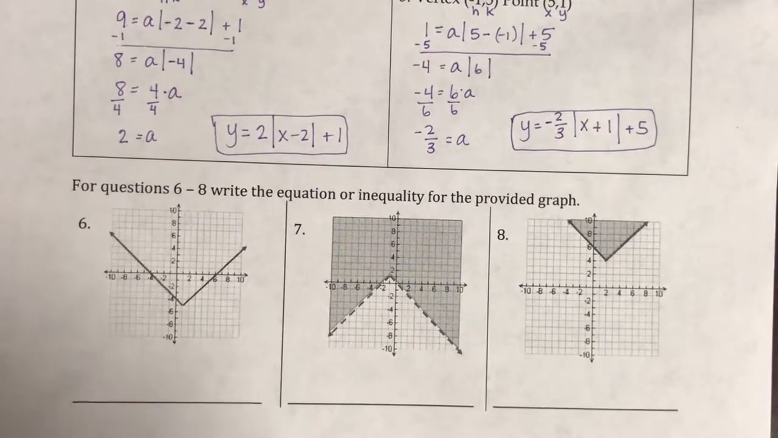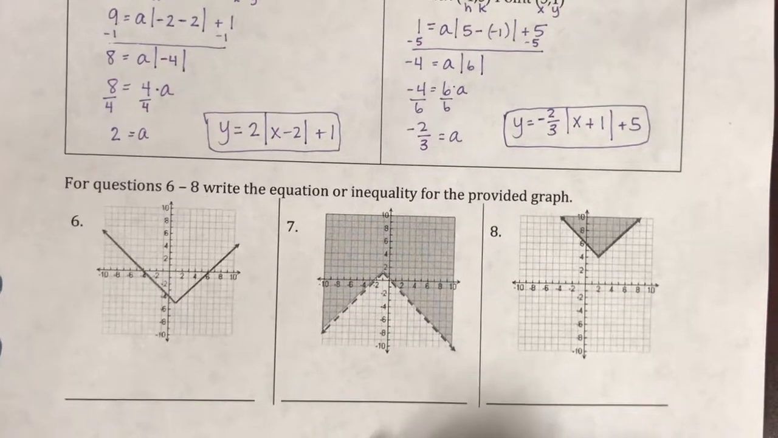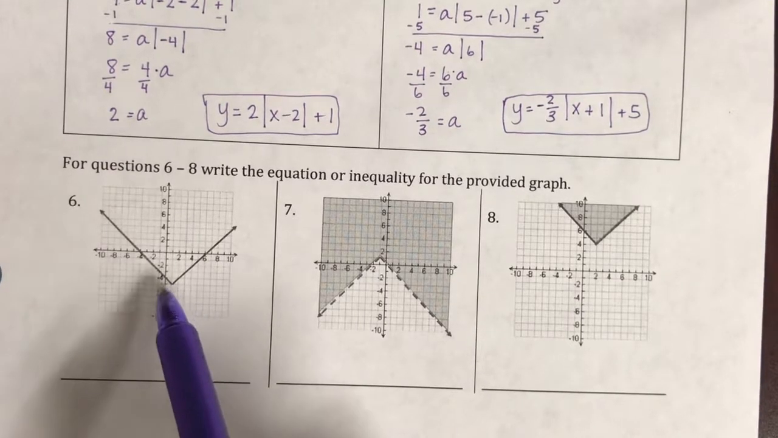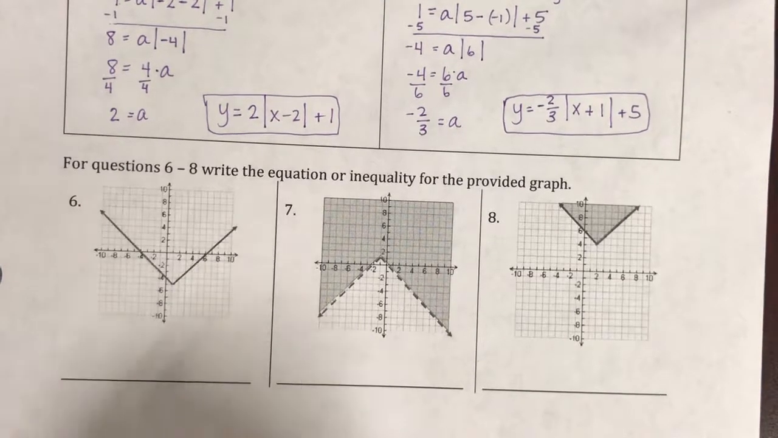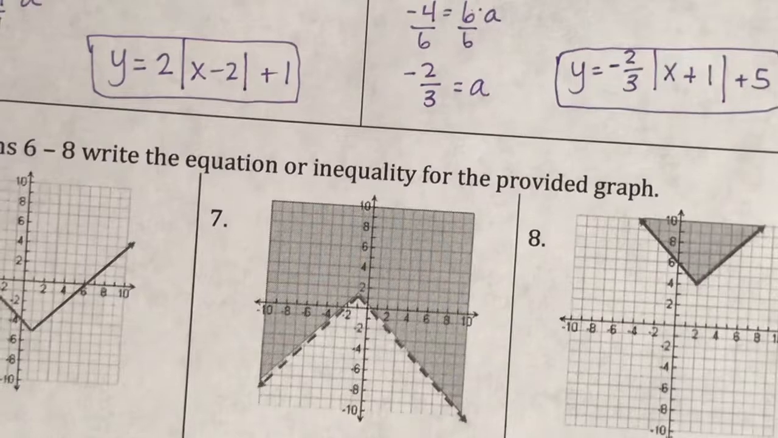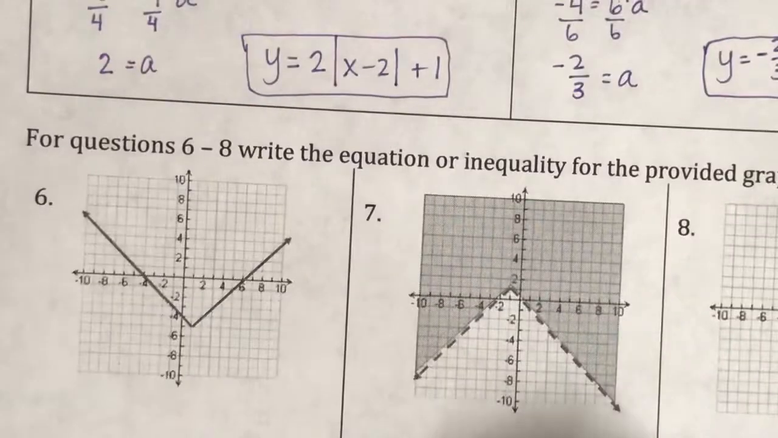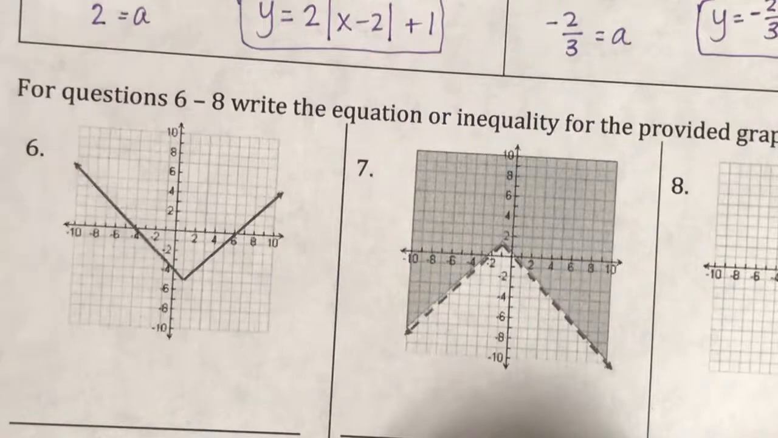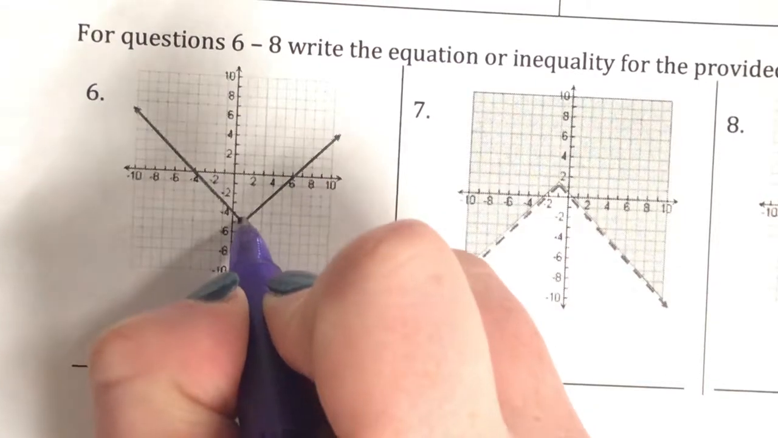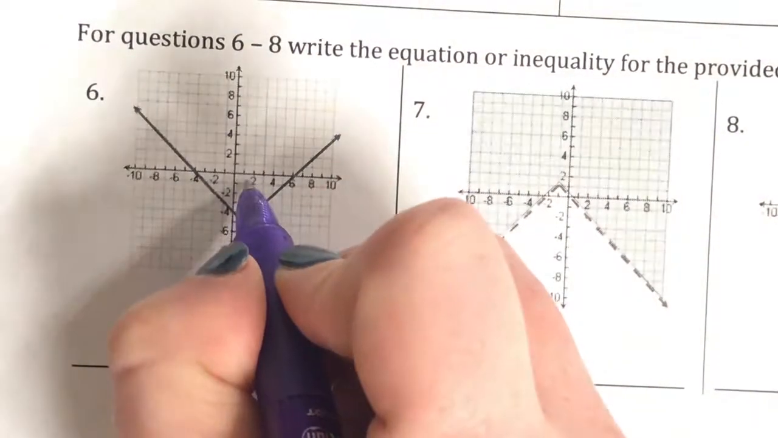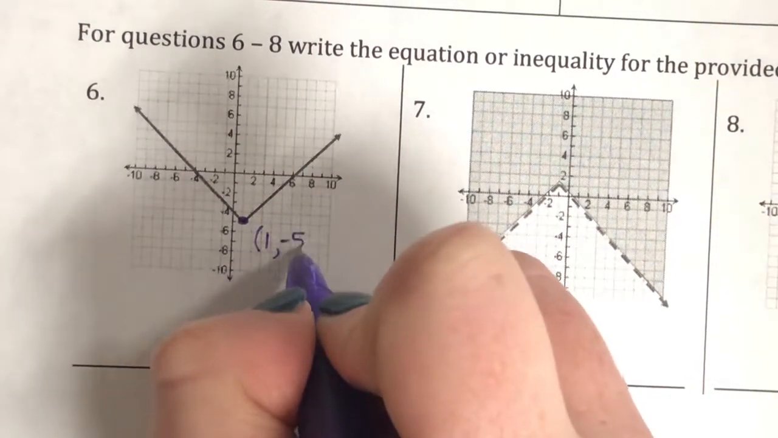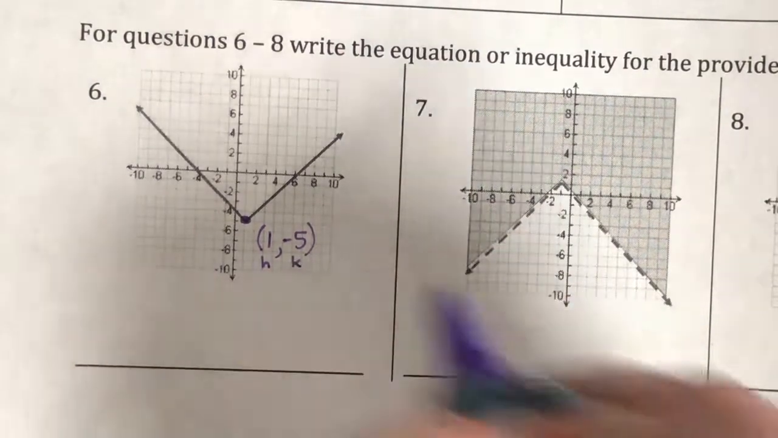For questions 6 through 8, write the equation or the inequality for the provided graphs. So we're going to use the vertex to determine what our equation should be. So looking at number 6, my vertex is at 1, negative 5. So that gives me my h and my k.